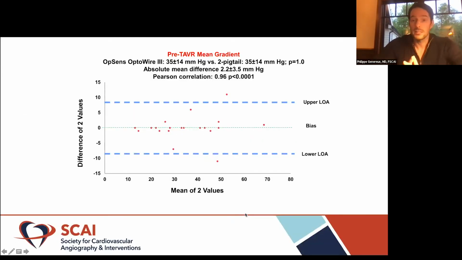The finding is that the gradient before TAVR with the OptoWire was around 35 plus or minus 14, almost identical to the two pigtail, also 35 plus or minus 14, with an absolute mean difference of 2.2, with a very, very strong correlation. So very reassuring. The OptoWire in this new console and algorithm was mimicking the two pigtail measurement.